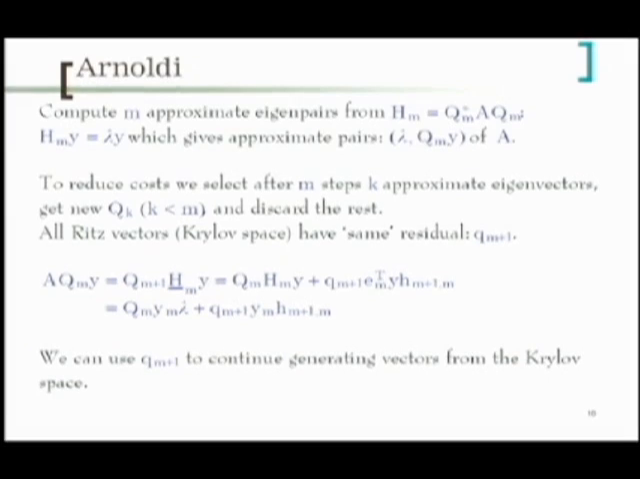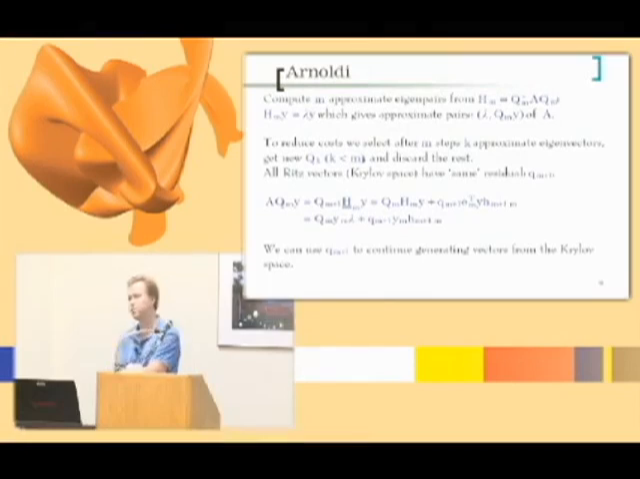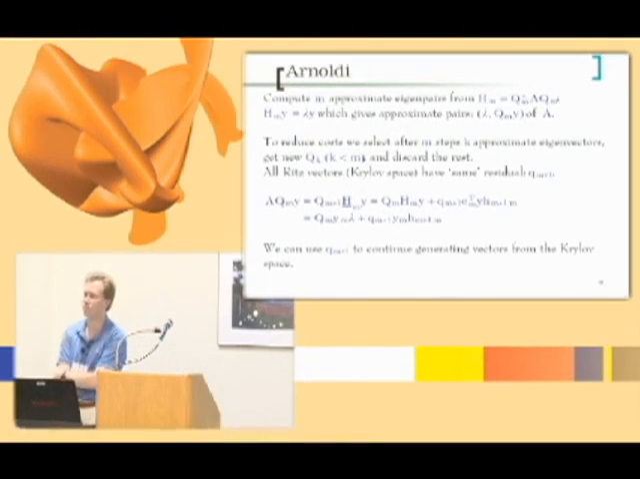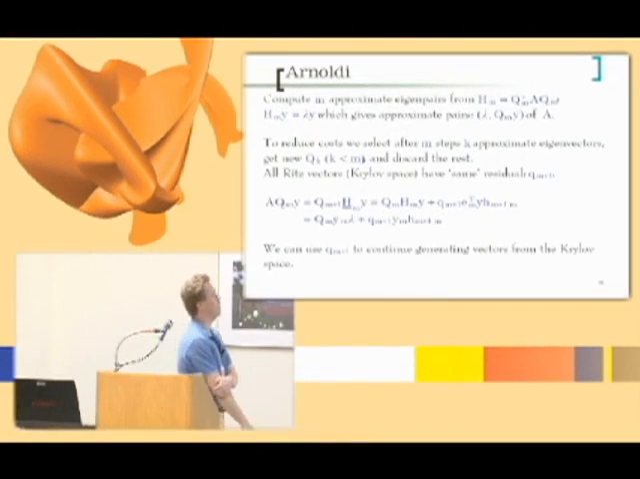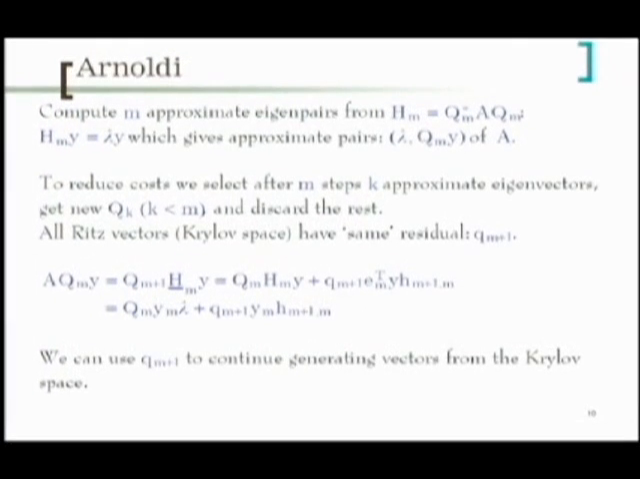If y_m, the last coefficient of this vector, times h is small, then my residual is really small. I can say, okay, this eigenvector is actually accurate. But if it's not, then I may want to continue improving it. But the nice thing is all my approximate eigenvectors have the same residual up to some constant. So I can extend the space, working with the residuals, just with that one vector.